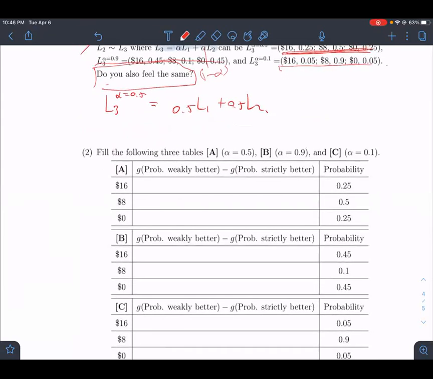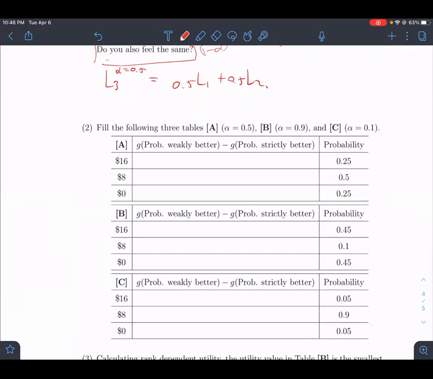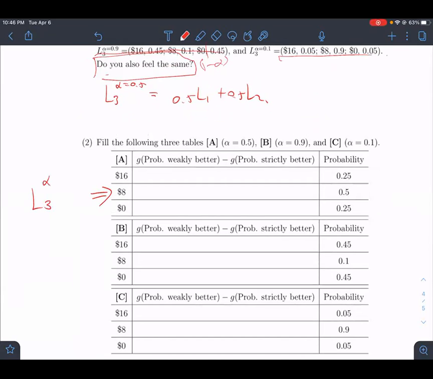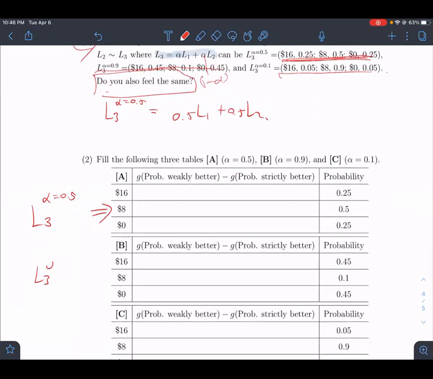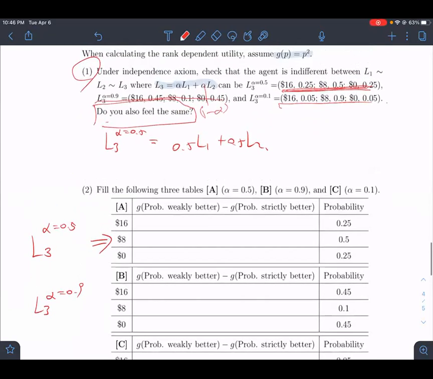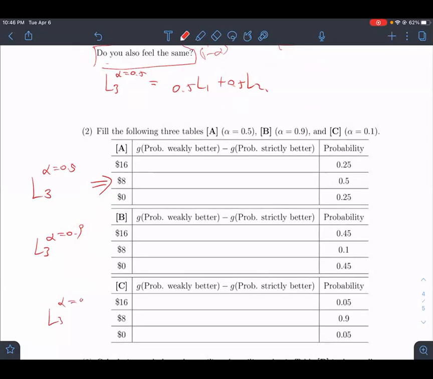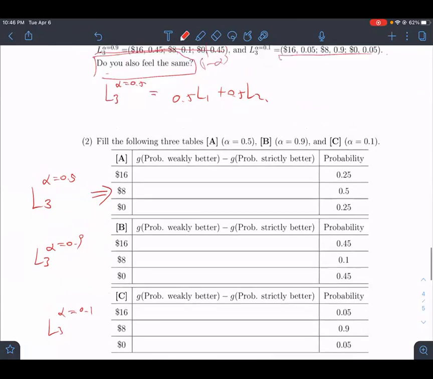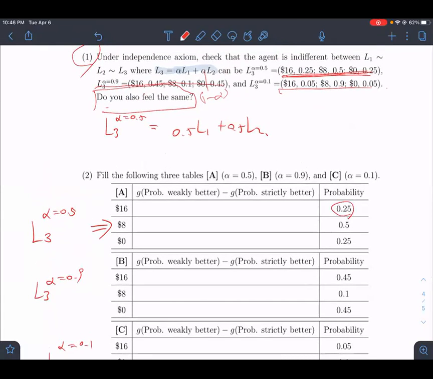Question 2, fill the following 3 tables. In the first table, A, I was putting the third lottery where I was using alpha equals 0.5. Second table, I think I used 0.9, not completely sure. And in here, I think I was using 0.1. So this 0.25 is coming from here, 0.5 coming from here, 0.25 coming from here, like this. Okay, so it's all correct.